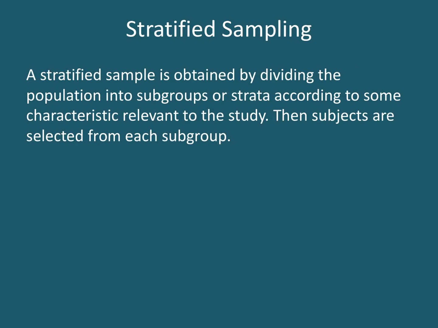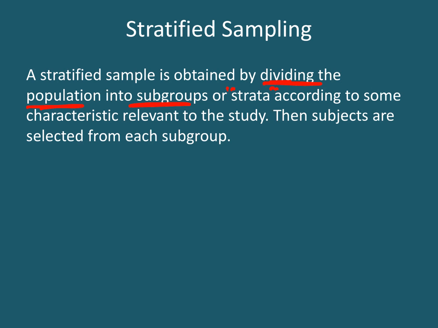Another type of sampling, as I mentioned earlier, is known as a stratified sample. And it's obtained by dividing the population, very important, dividing the population into subgroups, also known as strata, according to some characteristic relevant to the study. Then subjects are going to be selected from each subgroup.